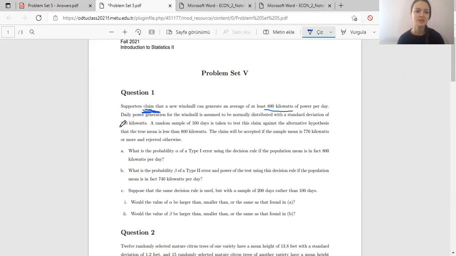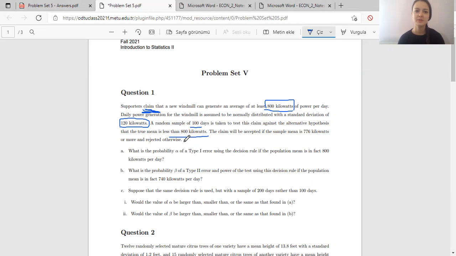Okay, we know our standard deviation. This is a fact, okay? This is a claim, and this is a fact. And we take a sample, our N is 100 here. And the alternative hypothesis is true mean is less than 800 kilowatts. Okay, so in this question, we will find type 1 error and type 2 error.